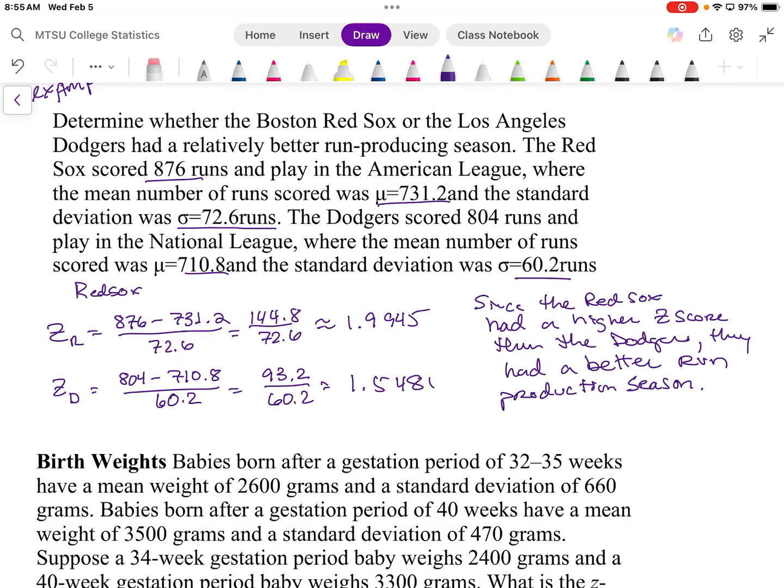Don't know how it finished that year. I don't know which year they're talking about. I don't know if both teams made it to the World Series that year. But if we're just analyzing from the standpoint of run production, the Red Sox had a better season because they had a bigger Z-score. Okay?